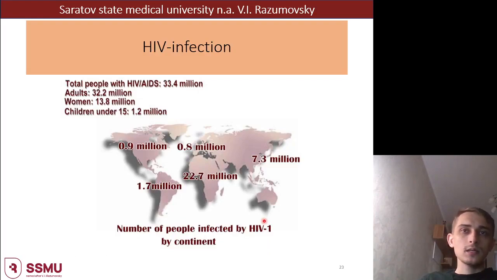The next disease is human immunodeficiency virus infection, and on this slide you may see the number of cases of human immunodeficiency virus on our planet by continent. You may see that it's a really widespread disease on our planet, and it's really an epidemic situation nowadays. Any continent has patients with it, and we should know how to treat it.